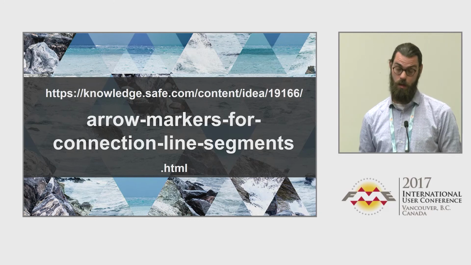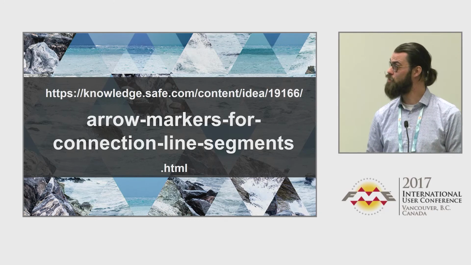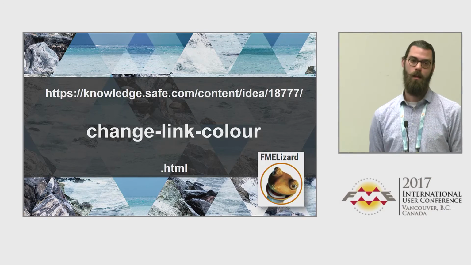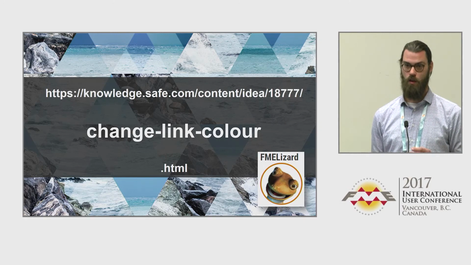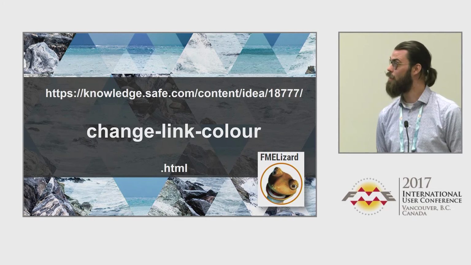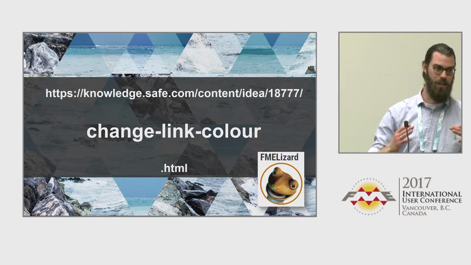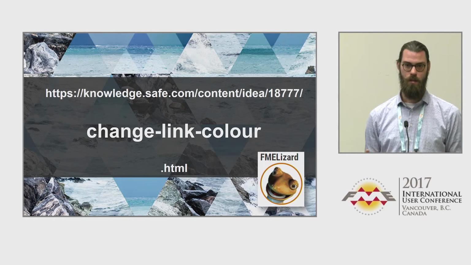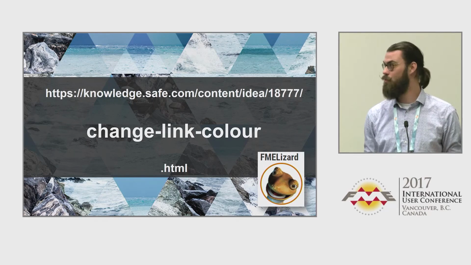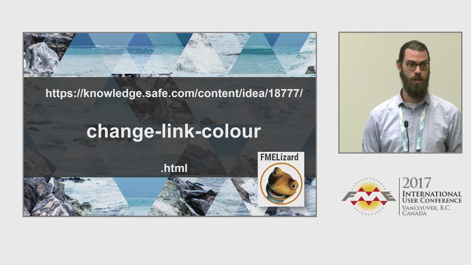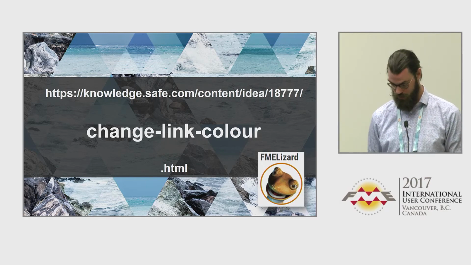And another idea I wanted to suggest was already suggested by the FME Lizard, so all credits for him. Add the possibility to color your connection lines, especially when they're crossing each other. And also now with the squared lines, they are crossing and you don't always see which line is which. So change the link color. So when a purple and a blue or a blue and a red line cross each other, you see which one is going where. So please vote for this.